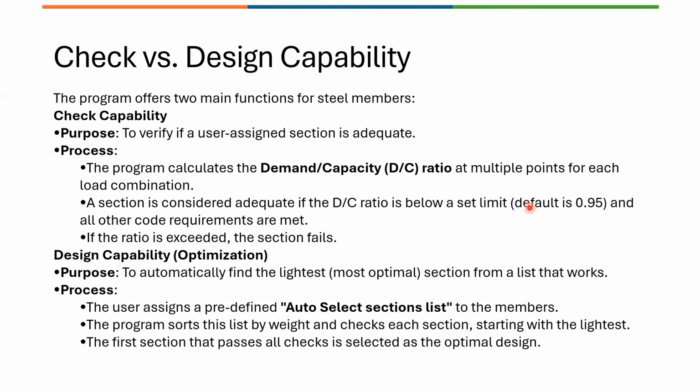And we have two ways of doing this. One is applying a specific section property to the frames and then checking the capacity. Obviously, the demand capacity ratio based on the equation will be reported. And then the design capability is optimization, basically that an auto select list is applied and then the program will iterate the analysis and design until these sections are matched. Right? You'll get enough information on that. We will demonstrate it shortly in the example.